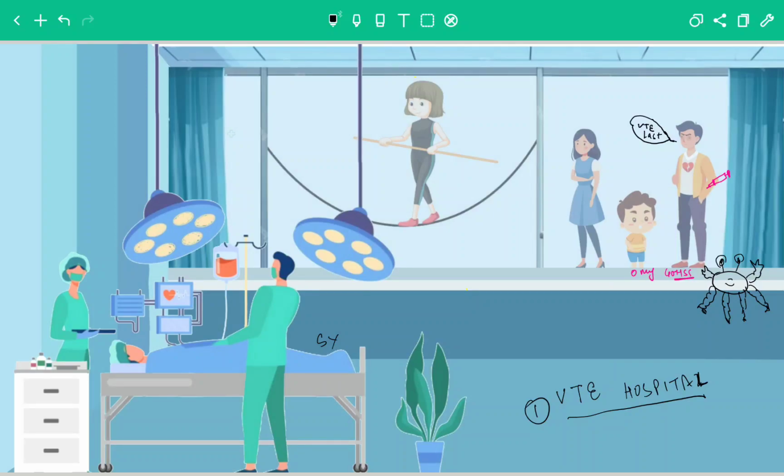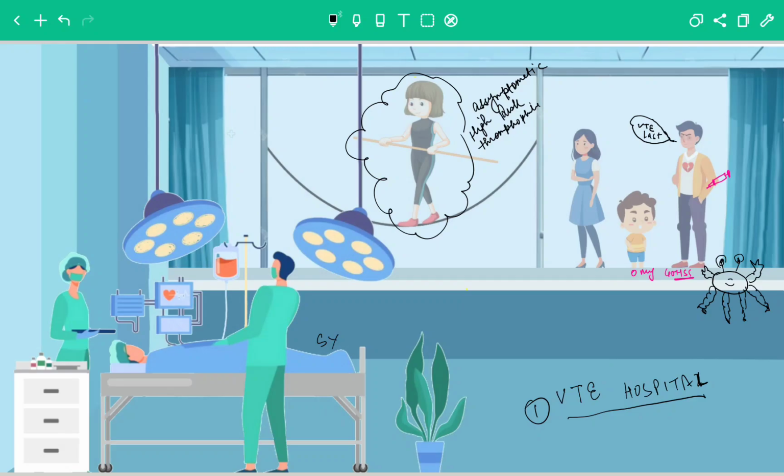Now we will talk about this lady. She looks fit and fine, so she is asymptomatic. But what is she doing? She is walking on a rope which is so high up it can be seen from the window. So she's definitely doing some high risk stuff. She symbolizes high risk thrombophilia in patients who are asymptomatic. She looks fine, so she's asymptomatic, high risk thrombophilia. This is what this high risk lady is symbolizing.